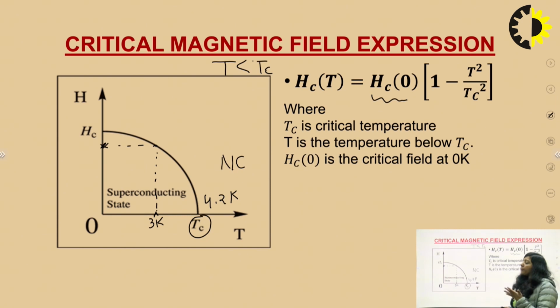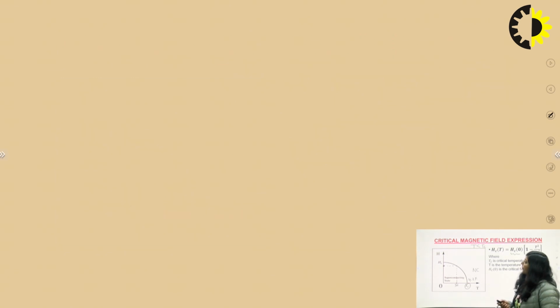Now, using this mathematical expression, which is actually the outcome of this particular graph, we are going to solve different numerical problems. So let's see how to approach those problems related to critical magnetic field and critical temperature.